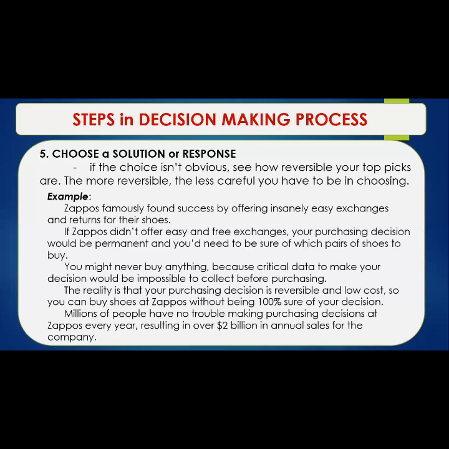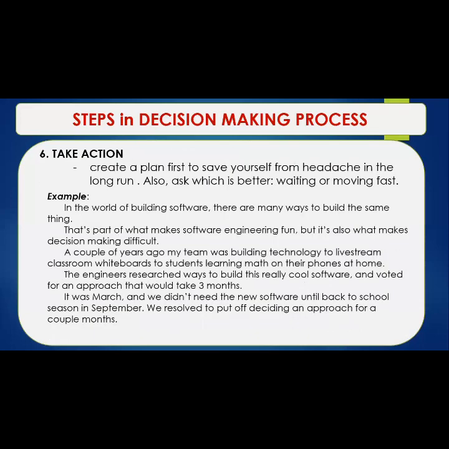Okay, moving on to the 6th step in the decision making process, that would be taking action. Taking action means creating a plan first to save yourself headache in the long run. And also ask which is better, waiting or moving fast. Okay, for example, in order to better understand this, this will be the example that we will be analyzing.